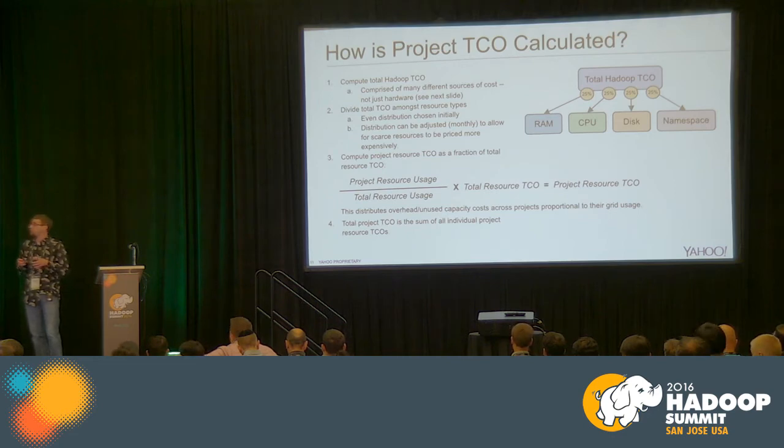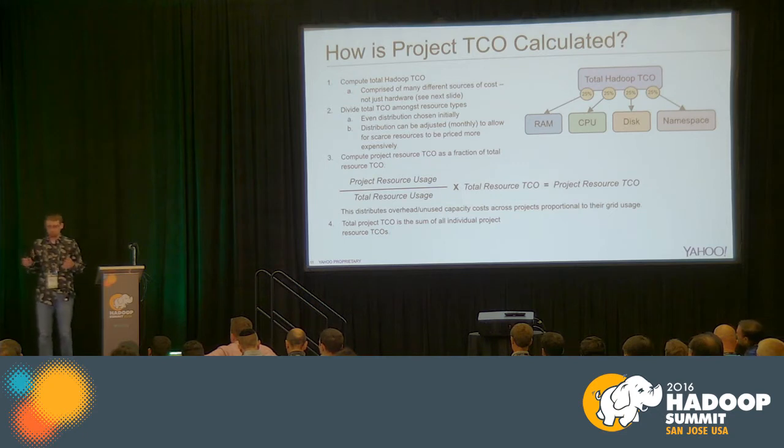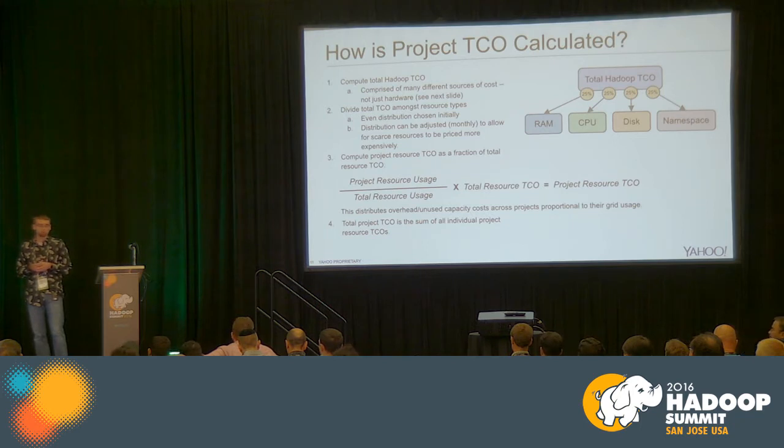Now, you may have noticed I didn't say that we divide the project's resource usage by the total platform's capacity. We divide the project's resource usage by the total platform's usage, meaning the sum of everyone's usage, in order to be able to distribute the overhead and all that unused capacity cost across all of our projects. But distribute it proportional to everyone's usage. So if you're a huge platform user, then you're going to pay more for that overhead capacity. But you probably benefit more than the small guys too.